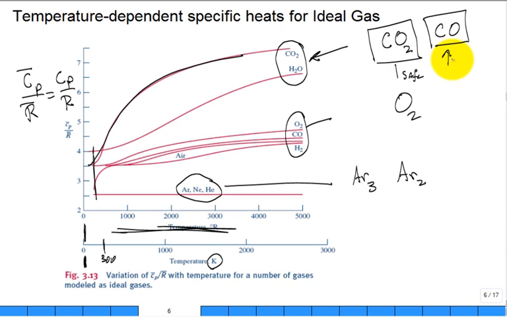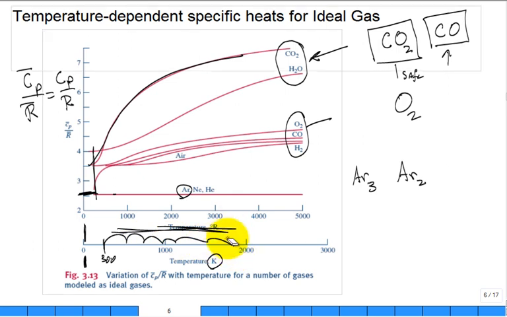Okay, so notice, when you have a more complex molecule, you have more temperature dependence. When you have a simple monoatomic molecule, what's this? It's a straight line. Is it sloped or is it flat? Does the specific heat of argon change as I increase temperature?